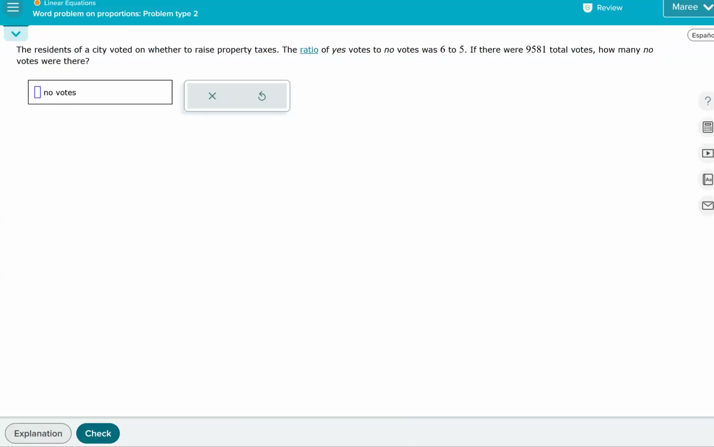This topic is called Word Problem on Proportions, Problem Type 2. Now, I'm going to show you how to set up what I call a ratio table, but we make proportions out of that table. So I'm going to show you that for this particular problem.